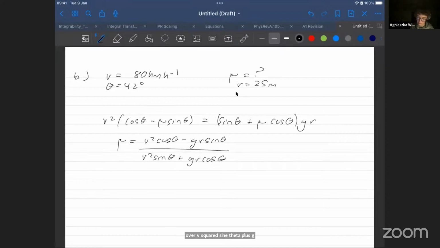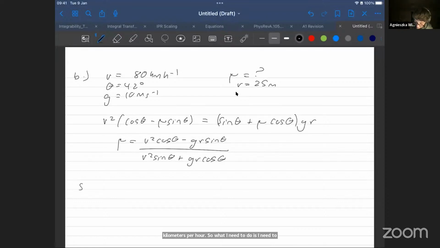I also know that g is equal to 10 meters per second squared. So you can see that I have a little bit of an issue here, because my r is in meters, my g is in meters per second squared, because off the top of my head I can't tell you what g is in kilometers per hour. But my velocity, which the question gives me, is in kilometers per hour. So what I need to do is convert my velocity from kilometers per hour into meters per second.